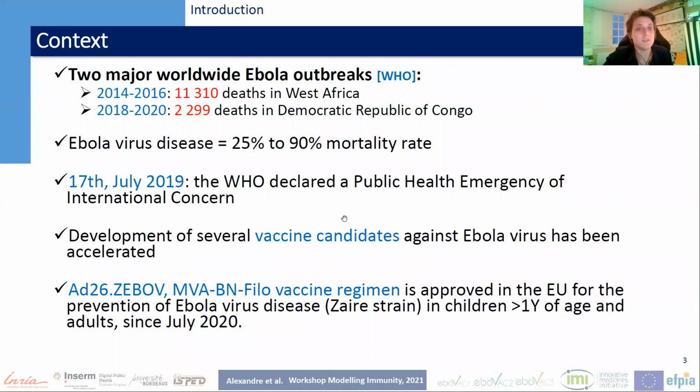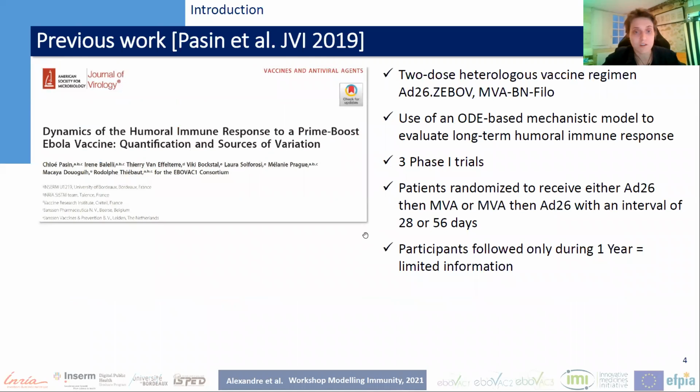Moreover, since 2014, the development of several vaccine candidates against Ebola virus has been accelerated, leading in particular to the approval of the two-dose heterologous Ad26.ZEBOV and MVA-BN-Filo vaccine regimen, in particular in the European Union, for the prevention of Ebola virus disease since July 2020. Consequently, over the years, several works have been conducted to evaluate the efficacy of this specific vaccine regimen.